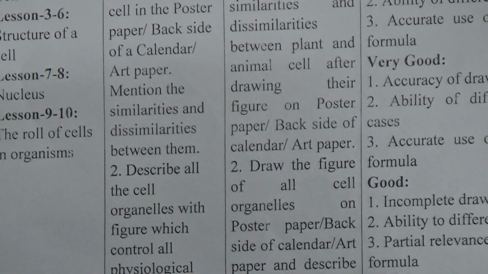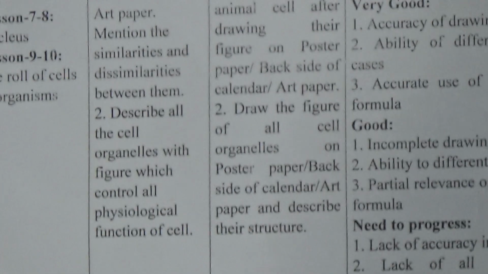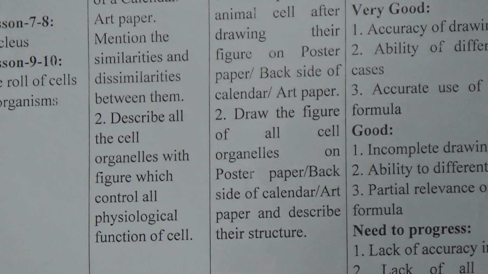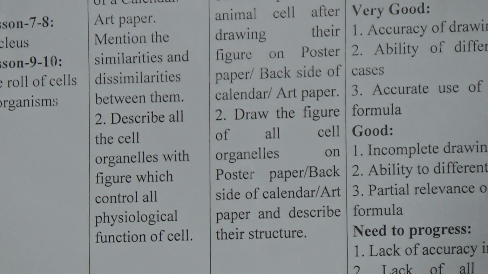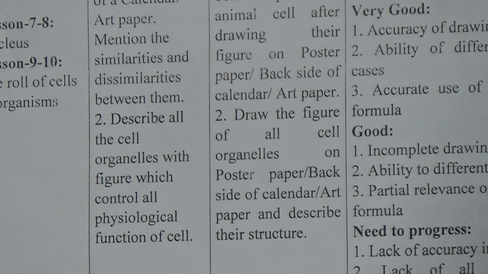And here is the instruction that you will draw this figure on art paper or poster paper or the back side of the calendar. But I think poster paper is not good for figure drawing, so you can use art paper. You draw the plant cell, animal cell and cell organelles on the art paper. It will be more helpful for you. You can buy the art paper from our stationery shop or book shop, or draw the figure on the back side of a calendar. Now I discuss the assignment.